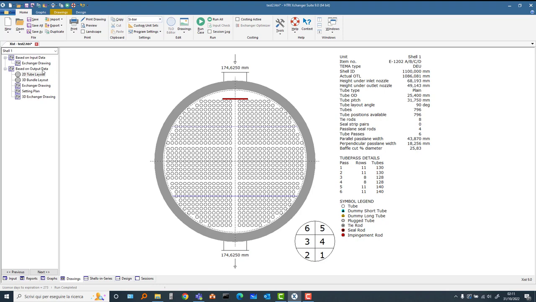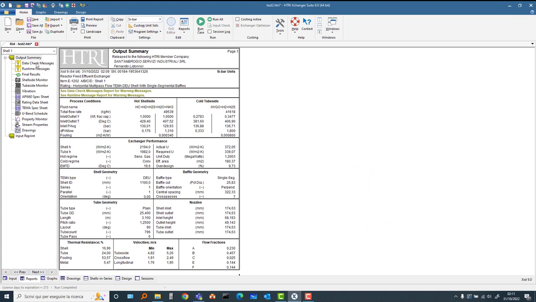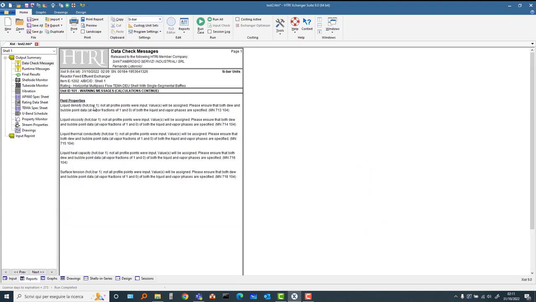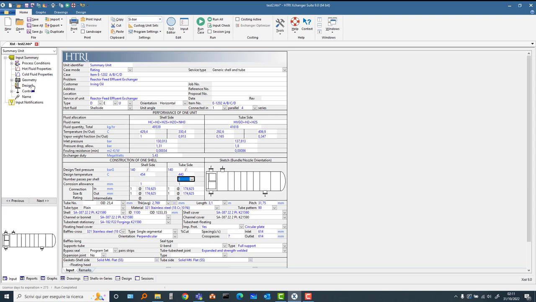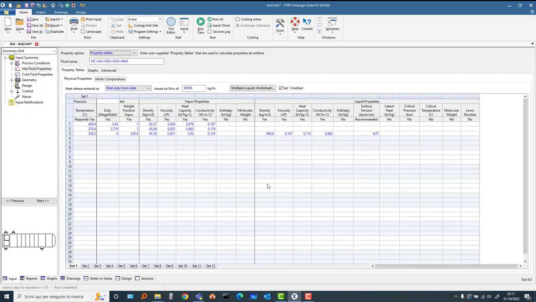However, let's look if there is some kind of message. So in our report, data check messages, fluid properties, liquid density, liquid viscosity. This is something that has to do with the input data that was given at the beginning. So the input data here are curves. So let's look at the summary unit, design, geometry, design, hot fluid properties. You see, this is the hot fluid.